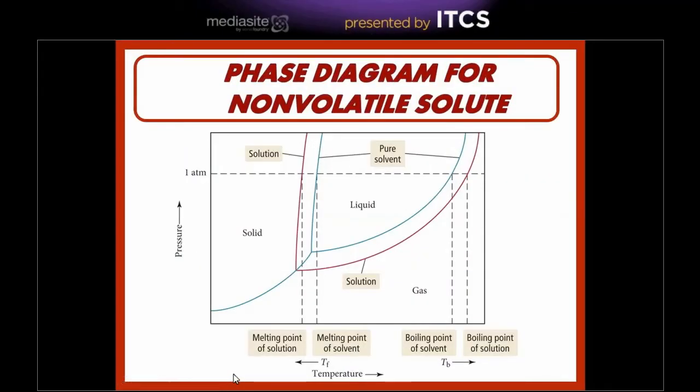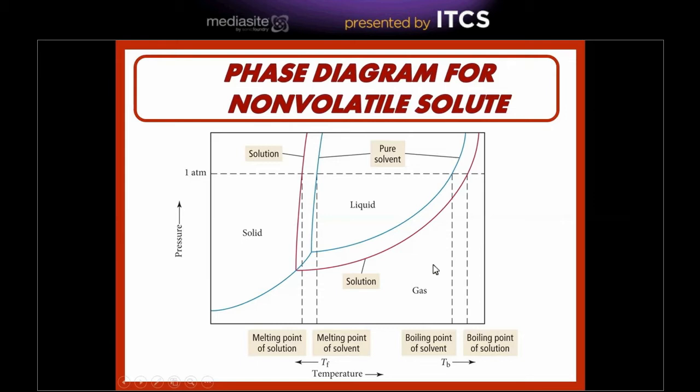So if we look at a phase diagram for a non-volatile solute, we can see that the phase diagram shows temperature on the x-axis, pressure on the y-axis, and it shows the phases solid, liquid, and gas. And at 1 atmosphere is where we find the normal melting point of the solvent going from solid to liquid, and the normal boiling point of the solvent going from liquid to gas. And so we can see that when we have a solution, which is indicated by the red line, the solution is actually shifted lower in vapor pressure at all temperatures.